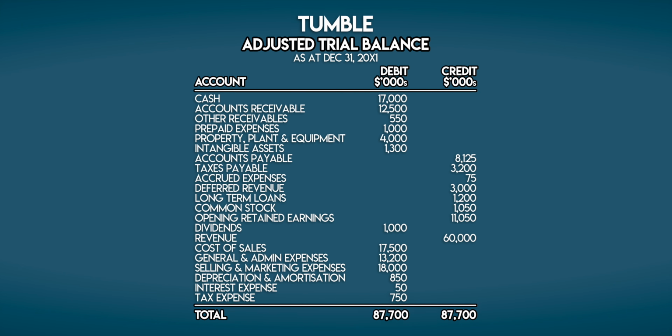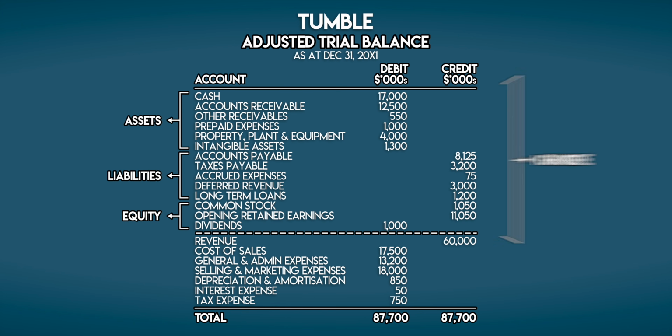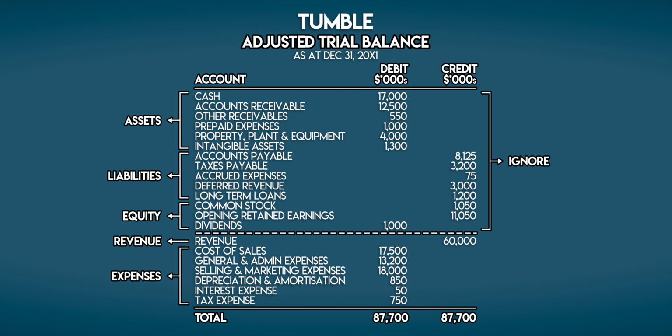Well, we can start by drawing a line, because accounts in a trial balance are usually arranged in order. Above this line, we have Tumble's assets, liabilities, and equity. These are all balance sheet accounts, which we can ignore. We're interested in this stuff below the line, Tumble's revenue and expenses, which are their income statement accounts.